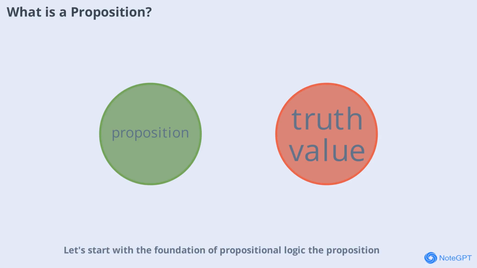Start with the foundation of propositional logic, the proposition. A proposition is simply a declarative sentence that is either true or false but not both. For example, "Chennai is the capital of Tamil Nadu" is a proposition because it can be classified as true. Similarly, "2 plus 7 equals 10" is a proposition but it is false.